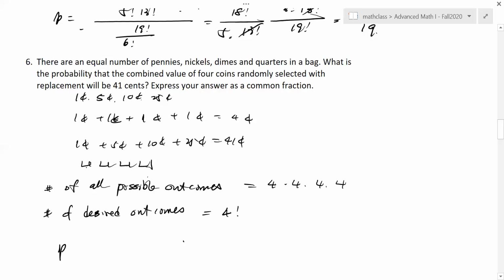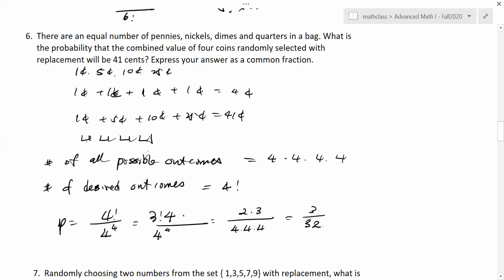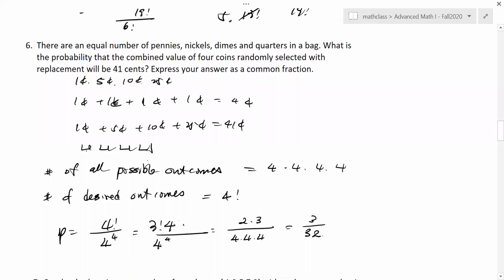So now the probability is going to be 4 factorial over 4 to the 4th power. 4 factorial is 3 factorial times 4, over 4 to the 4th power. Here 3 factorial is 2 times 3, and here it's 4 times 4 times 4, and then the 4 cancels out. So it's 6 over 64, which is 3 over 32. That is the correct answer. This is the probability.